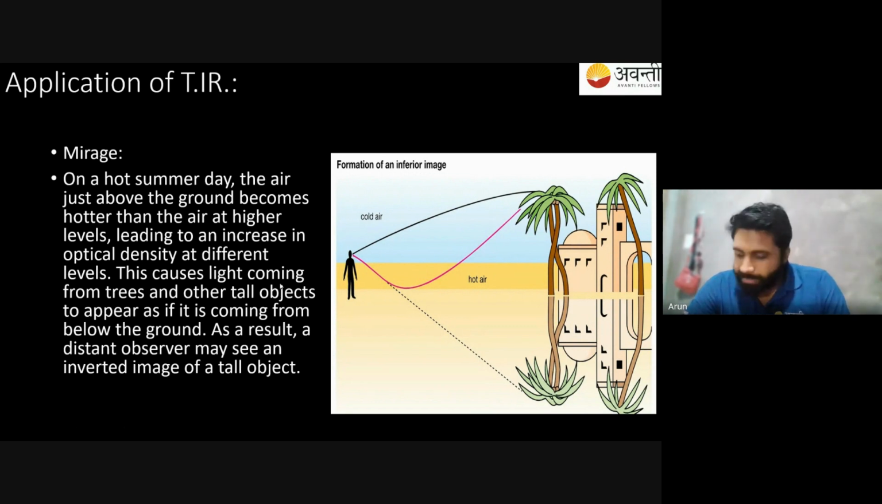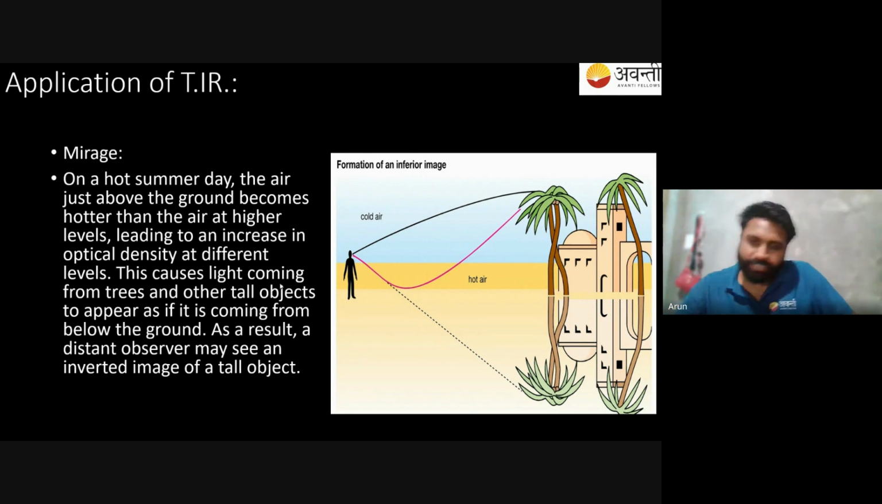In hotter places, like in the Sahara Desert, this place is hot. So what would happen? The passengers and the travelers who go there would see an inverted image of water and an inverted image of other objects, far distance objects. So how is this phenomenon taking place?